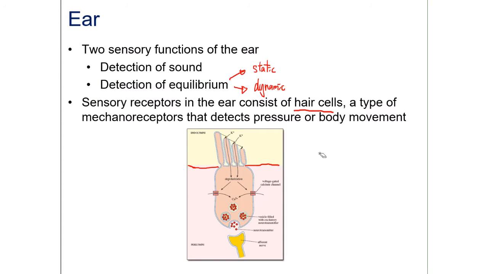So when there is movement in the fluid caused by changes in pressure or body movement, it will cause these finger-like projections to move back and forth, and that would in turn open ion channels that will result in a depolarization, which then triggers calcium to come in, and the calcium will push the neurotransmitters into the synaptic cleft, creating an action potential in the afferent nerve, which would then take the signal to your CNS.